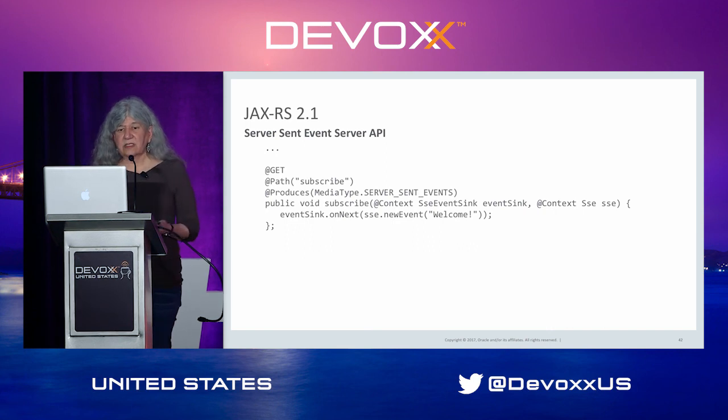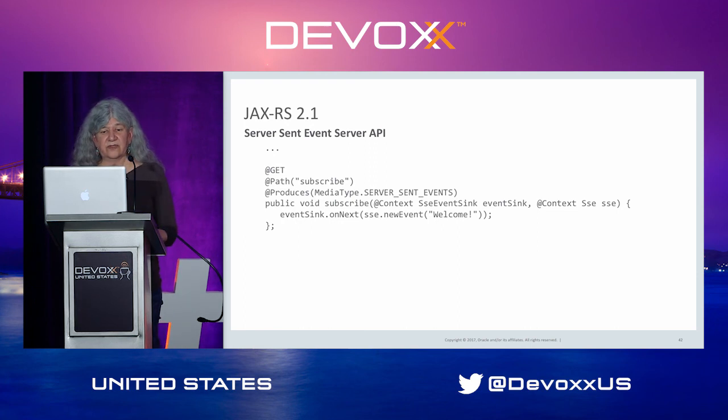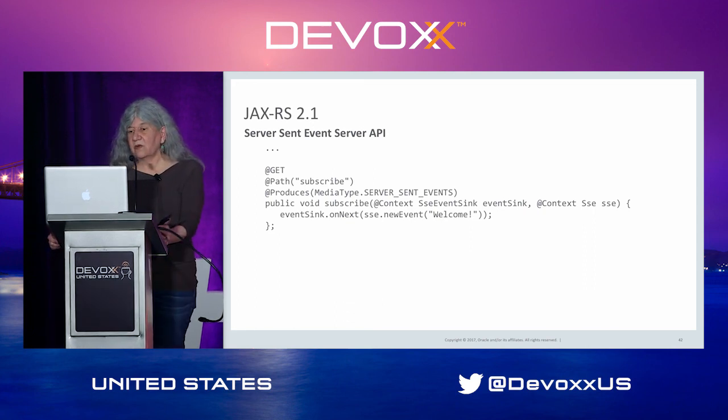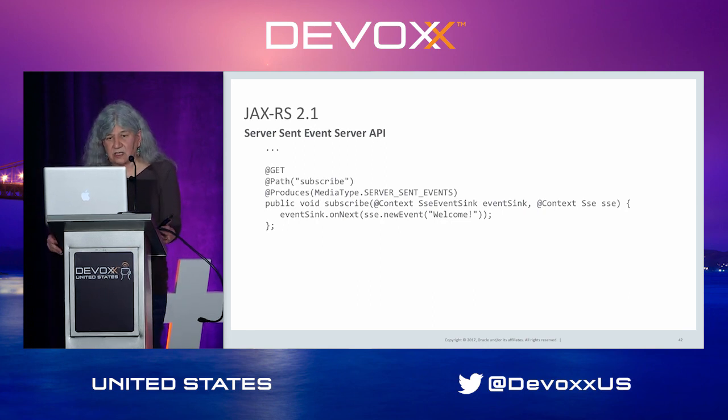So here, this code snippet represents a resource method on the server side. Notice in the produces annotation, we're using the media type Server-Sent Events. This equates to this enum, and this is a JAX-RS enum. This equates to the string text/event-stream. So when this method is invoked, then the event sink is being used to broadcast to the specific client.